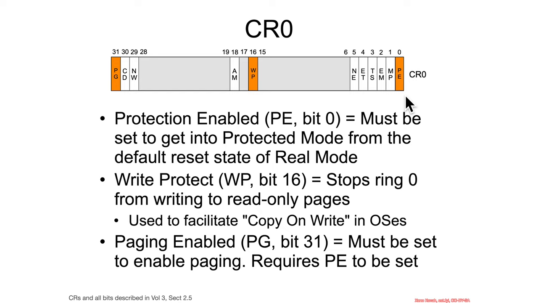PG is paging enabled, and that cannot be set until protection is enabled. So we said at the very beginning, when we're talking about processor modes, real mode was the earliest mode. It had no support for paging and virtual memory. It had no support for protection rings. So first you got to move into protected mode before you can enable paging.